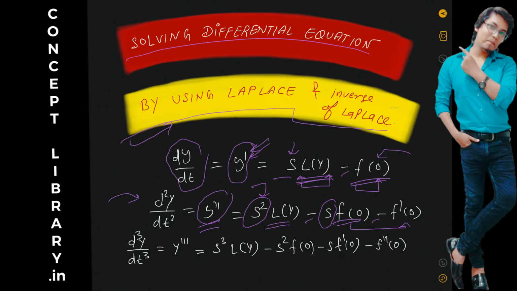Okay, minus sign between every term. Then d2y by dt2, how will you write? Y triple dash, how will you write? Definitely s cube, and then Laplace transformation of y, minus s square, then s. Okay, and in this term no s. Here you start with Ly, then you put f(0), then f dash 0 and f double dash 0.